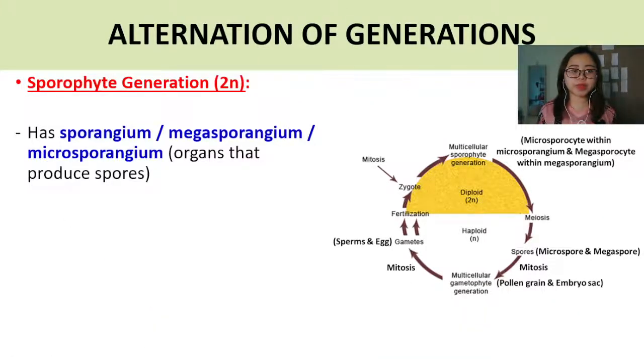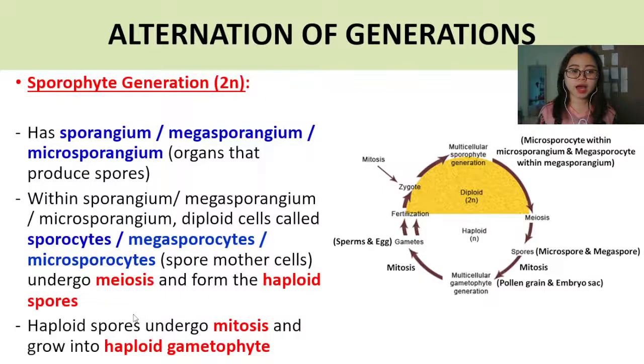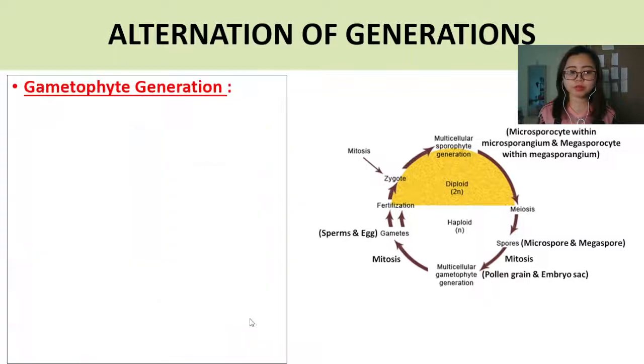Sporophyte generation. In the sporophyte generation, the plant has sporangium or megasporangium or microsporangium. So these are the organs that will produce spores. Within the sporangium or megasporangium or microsporangium, there are diploid cells that are called sporocytes or megasporocytes or microsporocytes that will undergo meiosis and form the haploid spores. Haploid spores will undergo mitosis and then grow into haploid gametophyte.